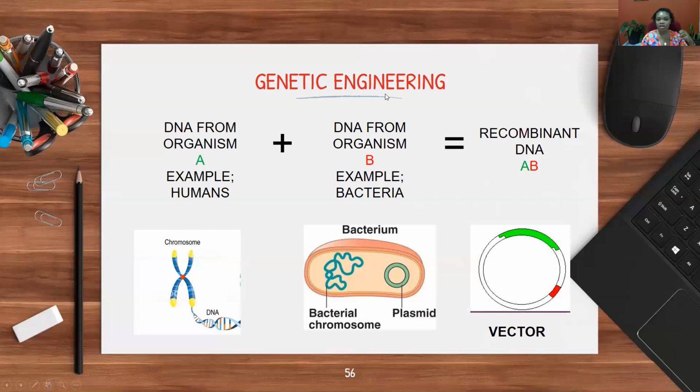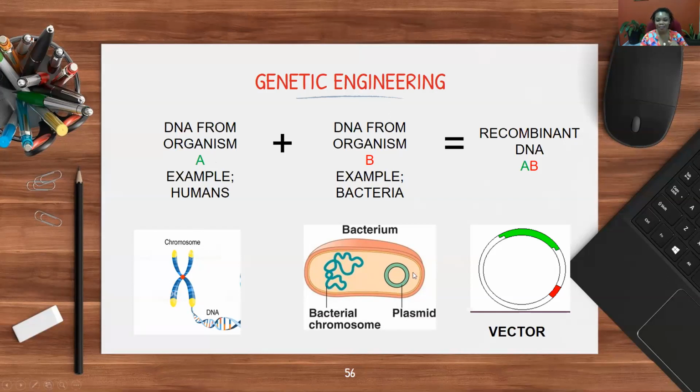So for genetic engineering, the DNA from organism A, for example human beings, and in the case of insulin, we'll take the gene for insulin from humans. And then you have DNA from organism B, for example bacteria. Bacteria are very easy to use, right? Because they contain a circular DNA, which is much easier to cut and to manipulate. They don't physically cut it, by the way. They use enzymes for that purpose, and all of it takes place in a test tube.